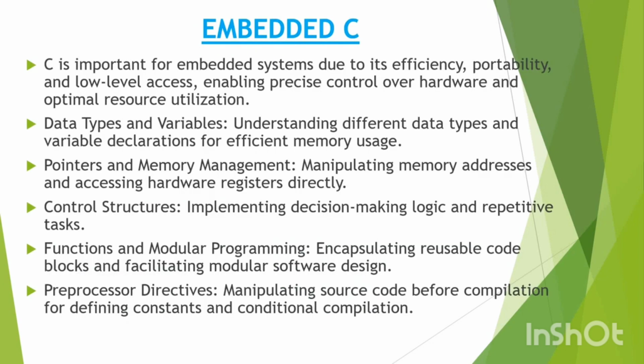Let's see what is meant by embedded C. C language is important for embedded systems due to its efficiency, portability, and low-level access, enabling precise control over hardware and optimal resource utilization. Data types and variables in embedded C are used to understand different data types and variable declarations for efficient memory usage. Pointers and memory management: manipulating memory addresses and accessing hardware registers directly.